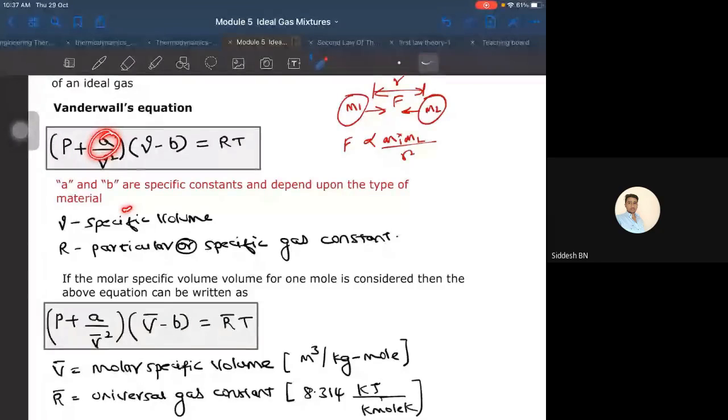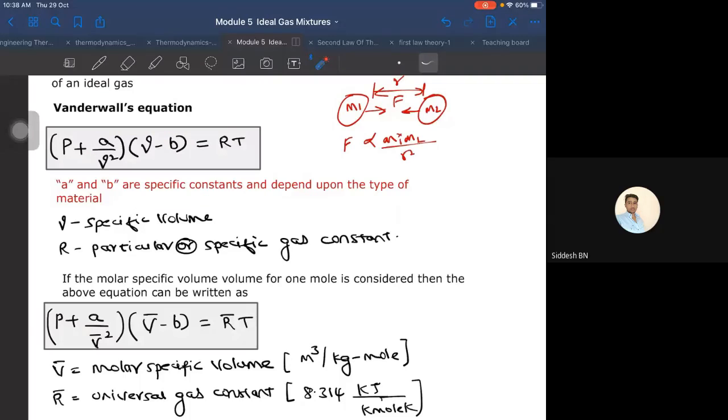Next, what is a? a is the Van der Waals constant. What is v? Small v, specific volume. Very good. What is b? b is also a Van der Waals constant. Remember, Siddesh, a and b both are Van der Waals constants.